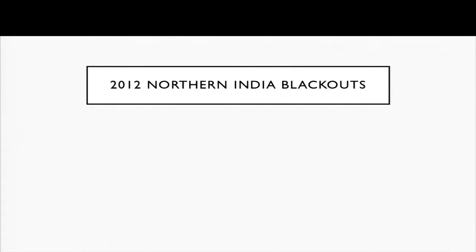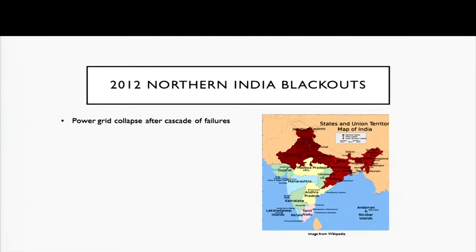So many of you may remember the 2012 blackouts in northern India. Essentially the power grid collapsed in numerous states after a cascade of failures that were precipitated by many individual events. You can see on the map here, the affected areas are in red, and the dark red areas are where power was lost for 2 days, and light red is where power was lost for 1 day.